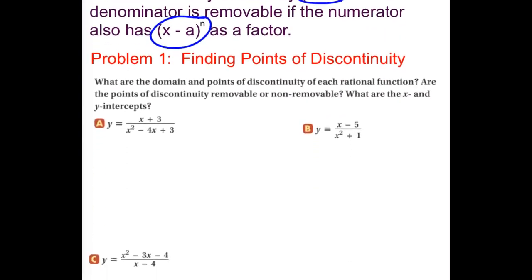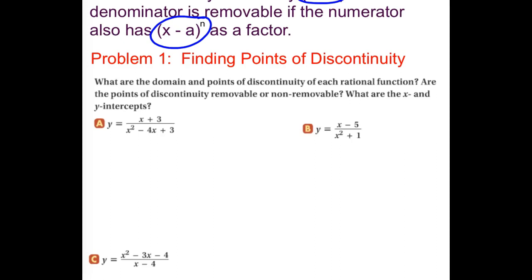All right, so we're going to look at some points of discontinuity. It says, what's the domain and the points of discontinuity for each rational function? Are those points of discontinuity removable or non-removable? And what are the x and y intercepts? We're starting to look at all those details that we need in our graph so that we can actually get an accurate picture. Okay? So step 1 is to factor everything.